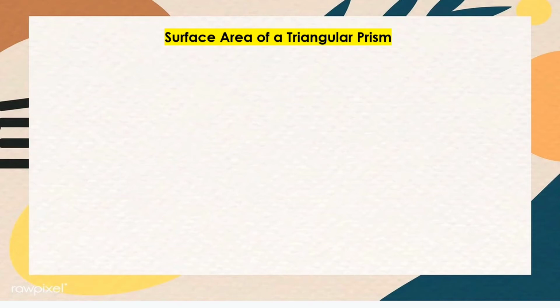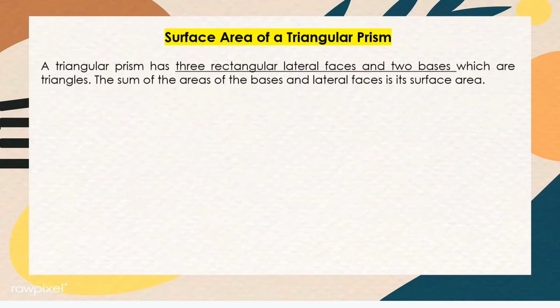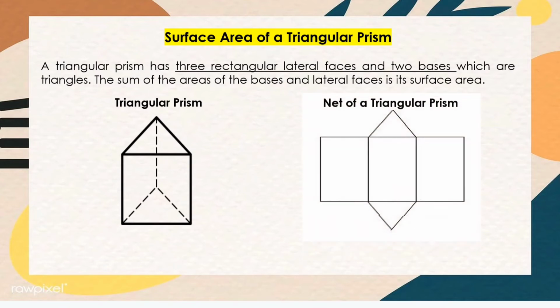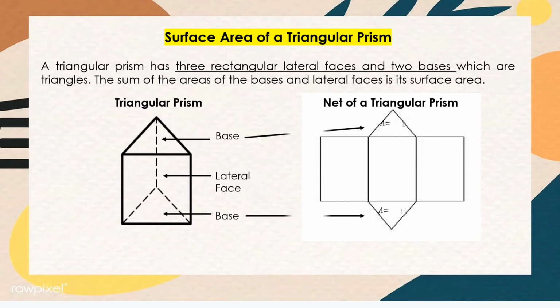Surface area of a triangular prism. A triangular prism has 3 rectangular lateral faces and 2 bases, which are triangles. The sum of the areas of the bases and lateral faces is its surface area. So here is an example of a figure and the net of a triangular prism. So we have here the bases, which represent a triangle, and the lateral face, which represents a rectangle.